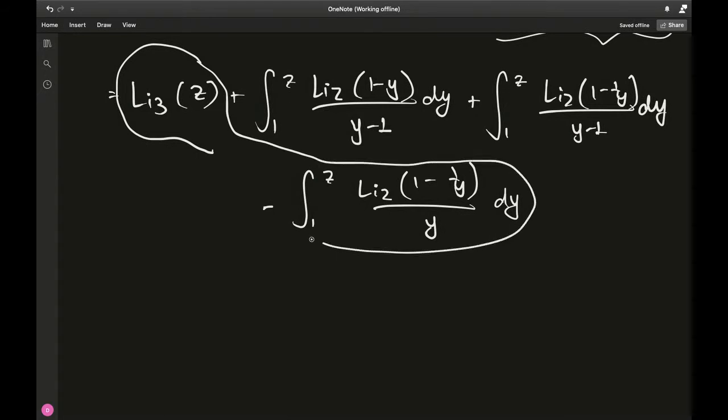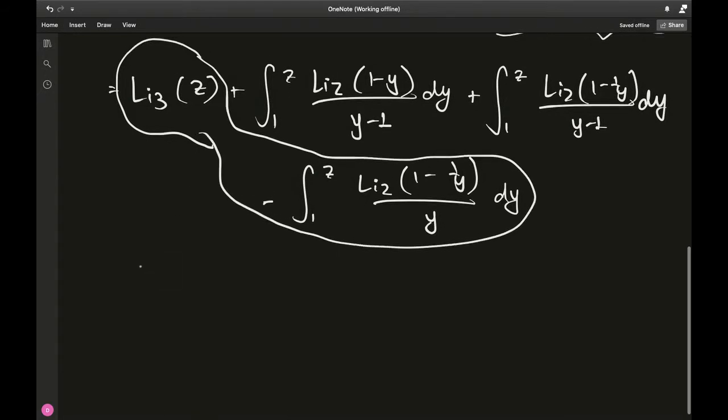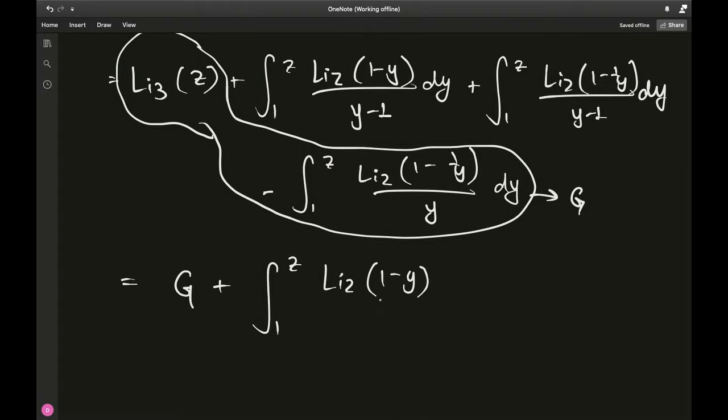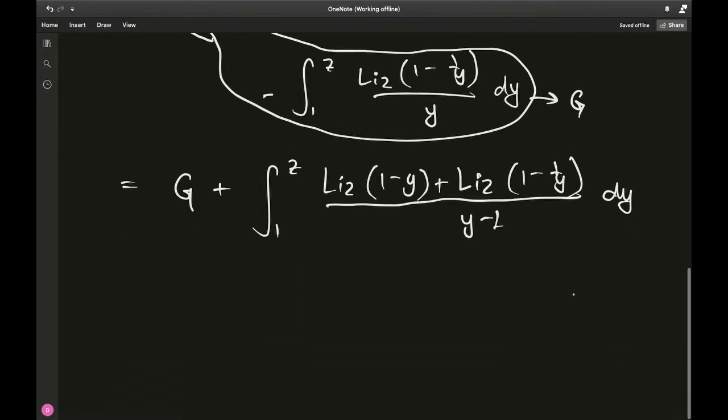Okay, so now what I'm going to do is I'm going to take the first and the last term, and I'm going to call them G for group terms. So we just have G plus, now we can take these guys under a common integral and a common denominator. Integral from 1 to z, dilogarithm of 1 minus y plus dilogarithm of 1 minus 1 over y divided by y minus 1 dy.